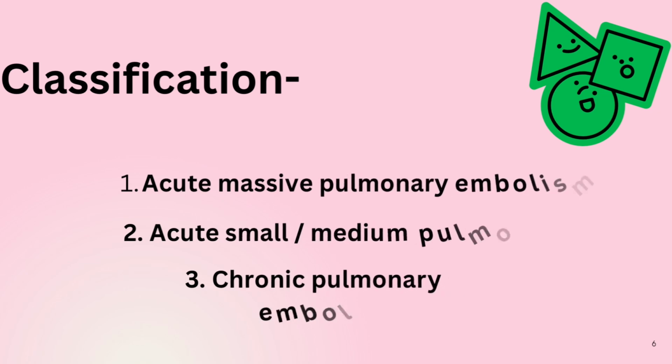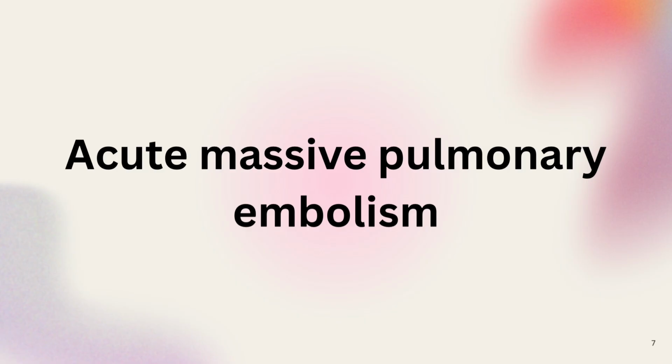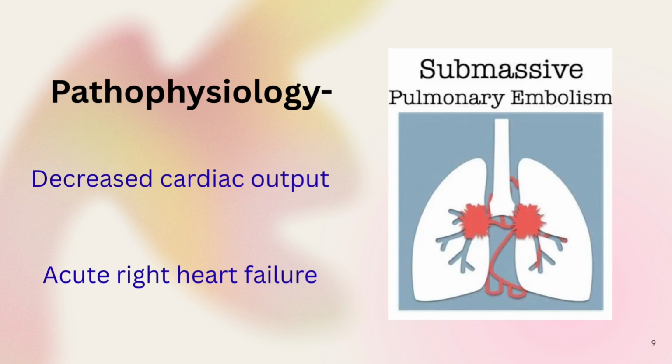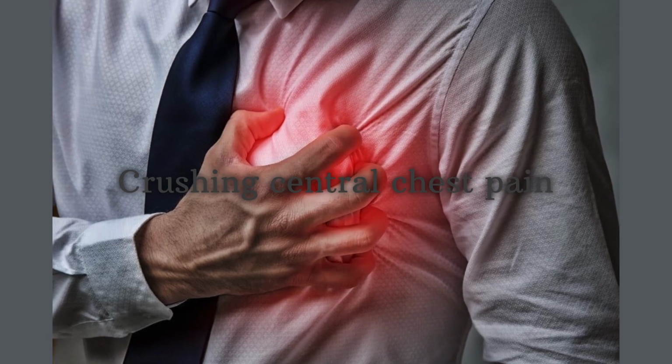Depending on this, we can classify it into acute massive pulmonary embolism, acute small or medium pulmonary embolism and chronic pulmonary embolism. Let's start with acute massive pulmonary embolism. Its pathophysiology is a major hemodynamic effect, that is decreased cardiac output and acute right heart failure. Symptoms include faintness or sudden collapse, crushing central chest pain and dyspnea.